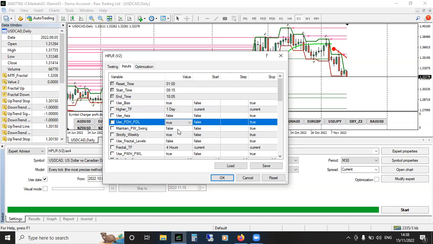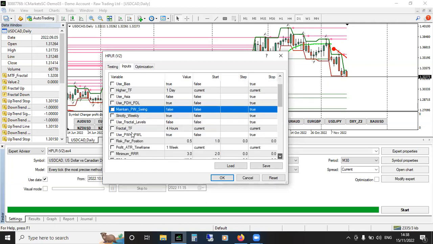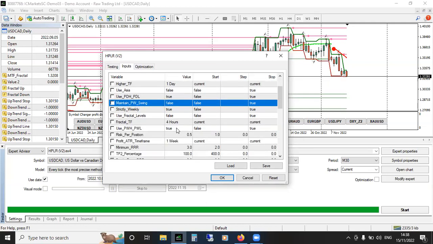Want to maintain previous week's swings? For now, let's leave that as false. Strictly weekly, yes. These fractal levels, for now, let's leave that as no. Do we want to use previous week's highs and lows? Yes.